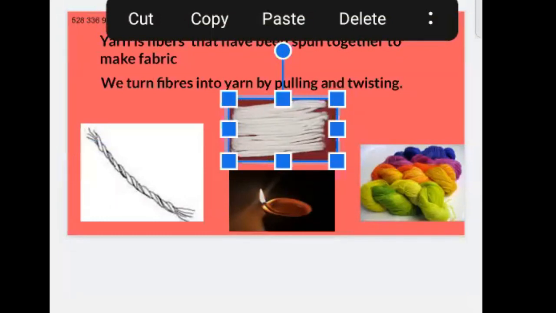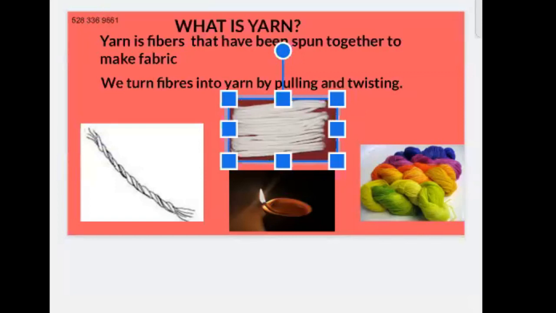So we take a lump of cotton, then we pull it and twist it to make a horizontal line-like structure. You can see the cotton wick over here. So this process is called yarn.